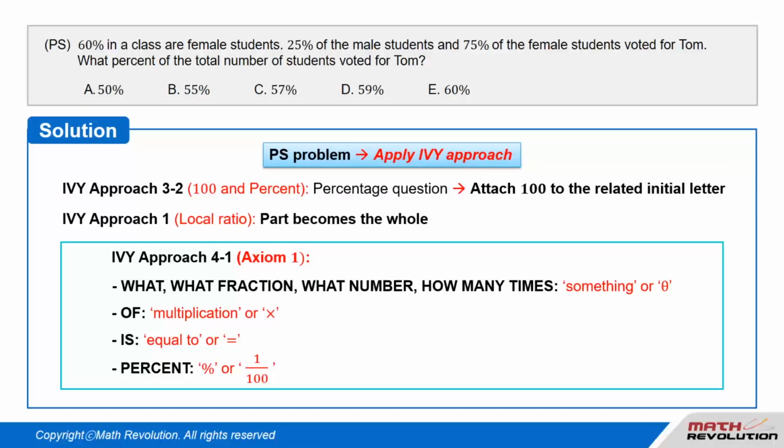Ivy approach 4-1, Axiom 1. What fraction, what number, or how many times, or a similar phrase, can be translated into something or theta. Of can mean multiplication or times. Is can be equal to or equals. Percent can mean percentage or 1/100.